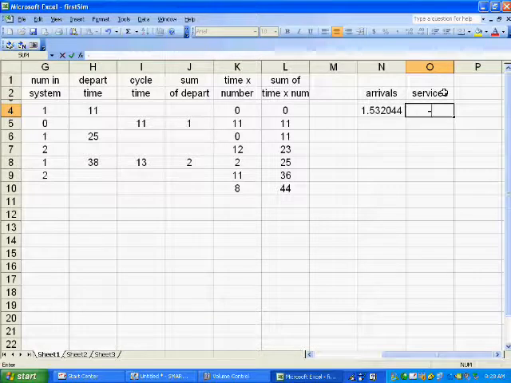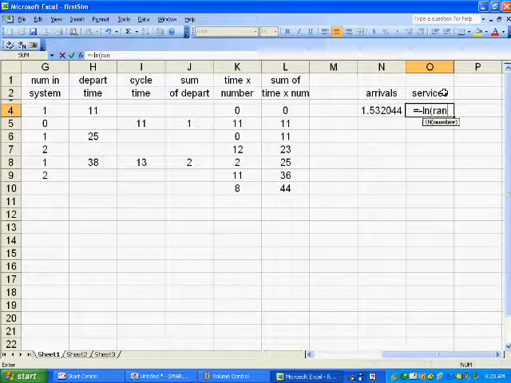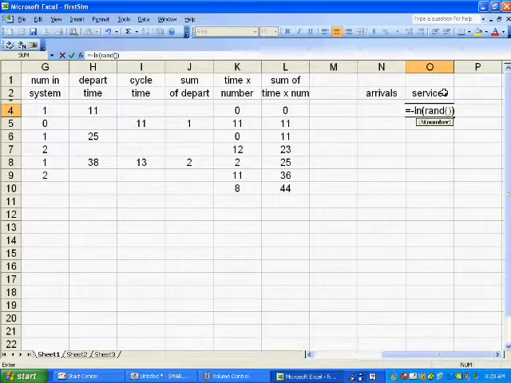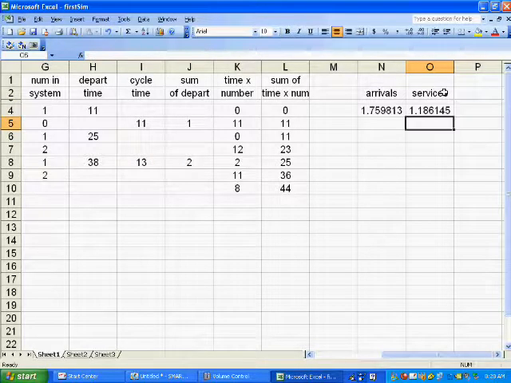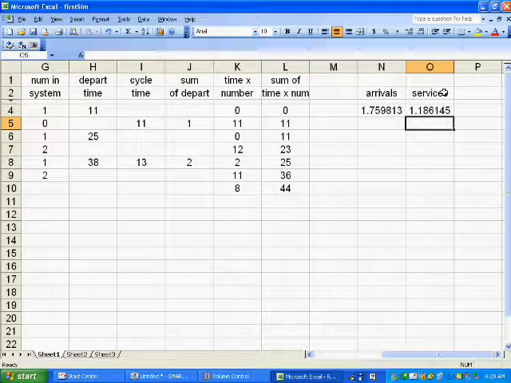Okay, services, equals minus log random. There, that'll work for services too. Okay, other questions?